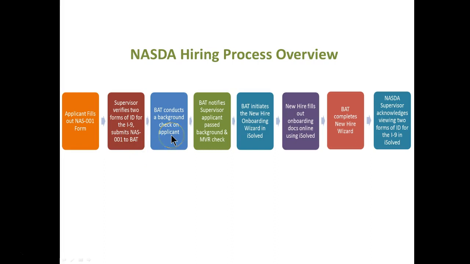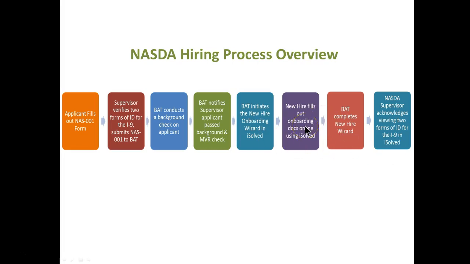The budget accounting technician will then run a background check. The budget accounting technician will then alert the supervisor that the applicant has passed and move on to this fourth step, which is initiating the new hire onboarding wizard, which is where the applicant will then fill out their onboarding forms online.